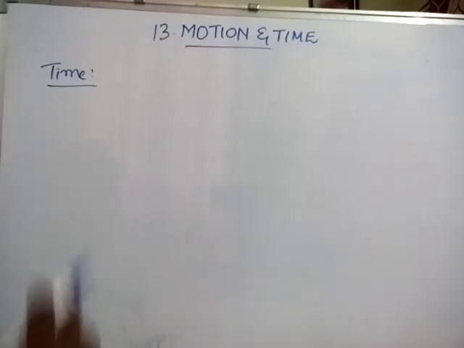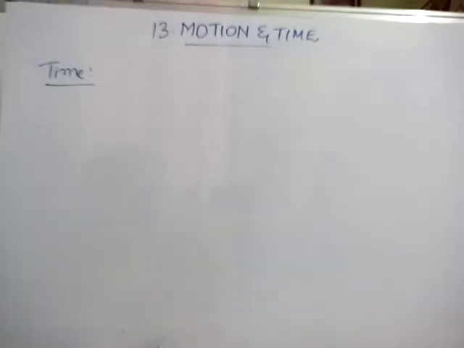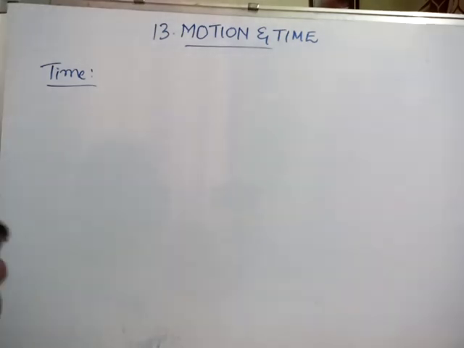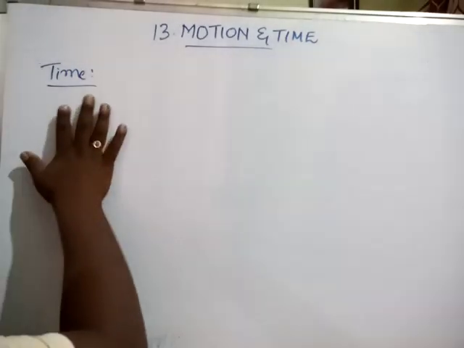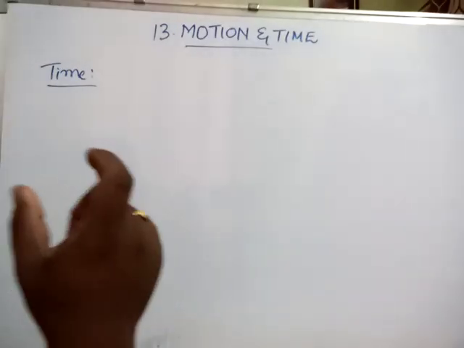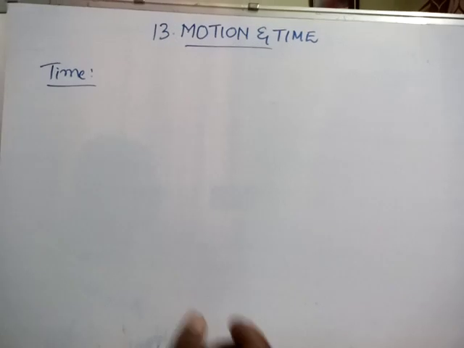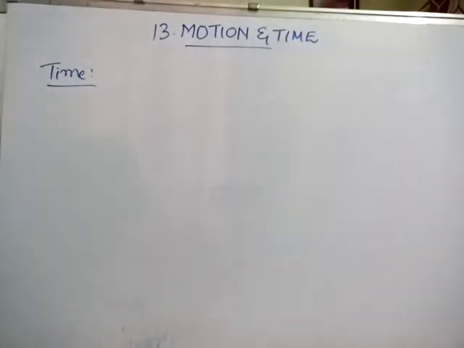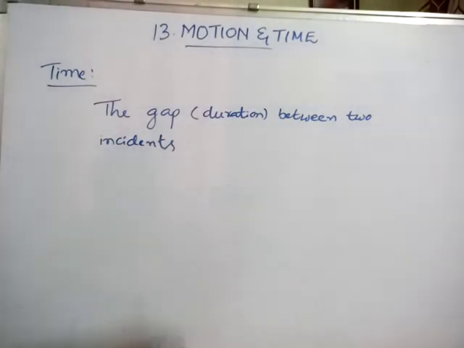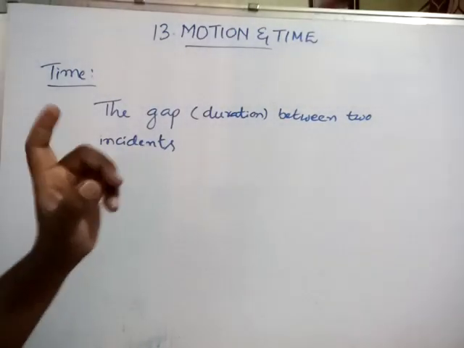First of all, what is time? Not 10 o'clock or 8 o'clock, not like that. Time means it is a gap. The gap between any two intervals is what we call time. That is the definition of time. The gap between two incidents or two events, the gap or duration.